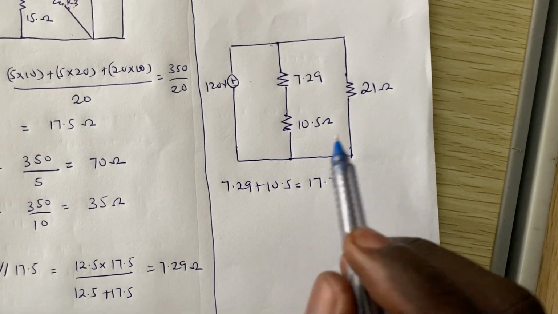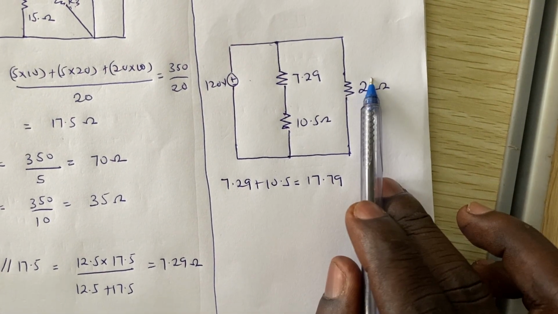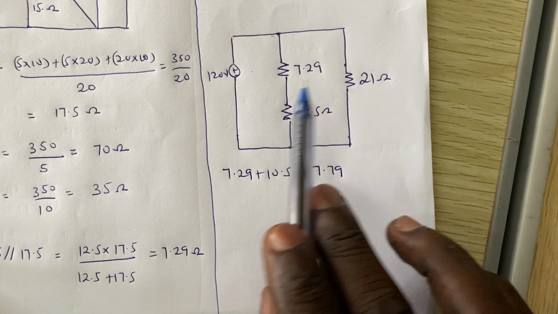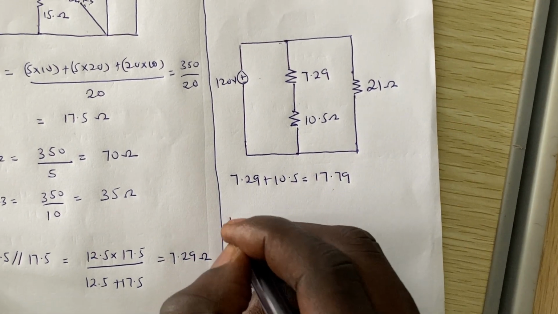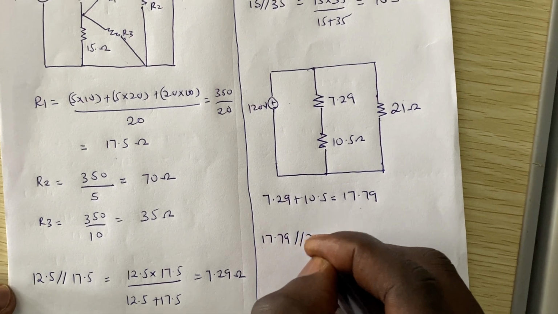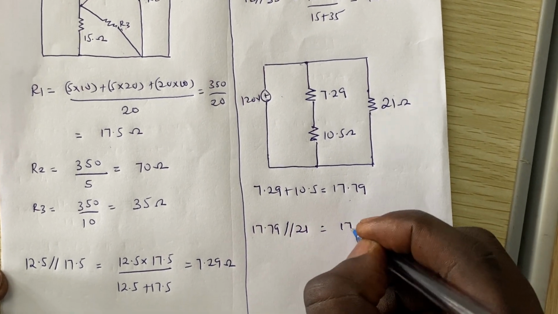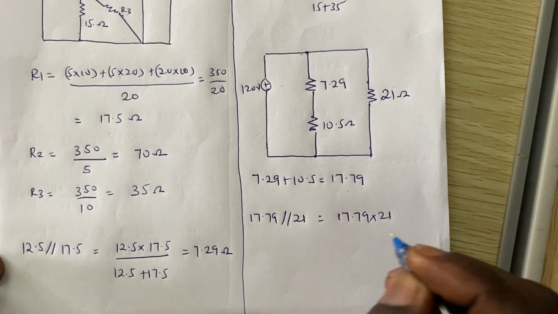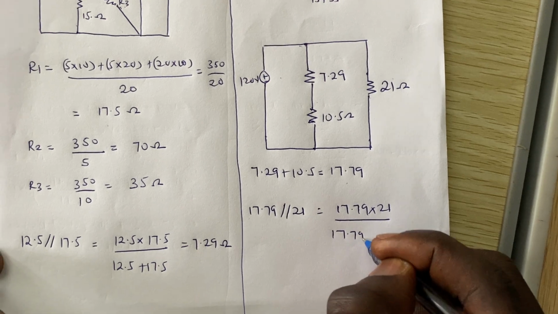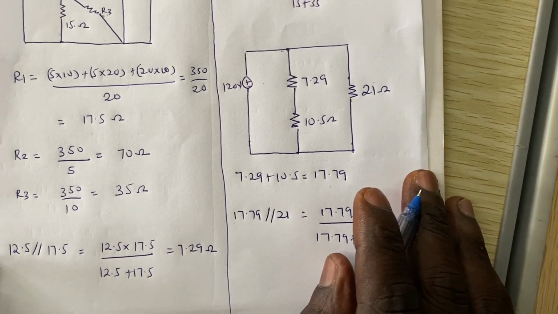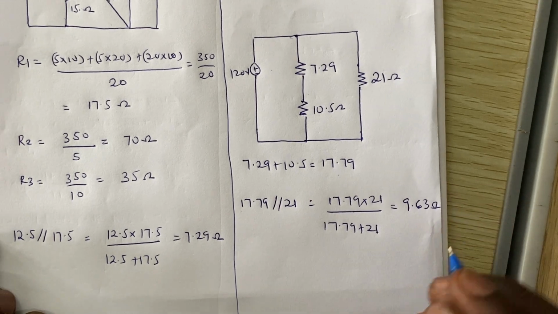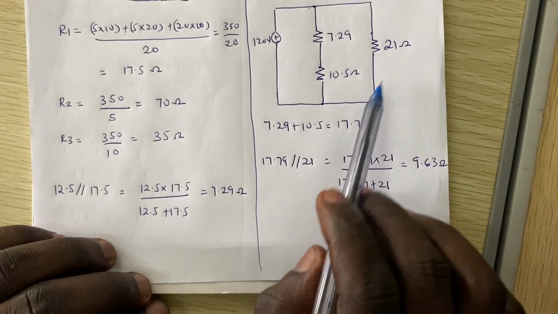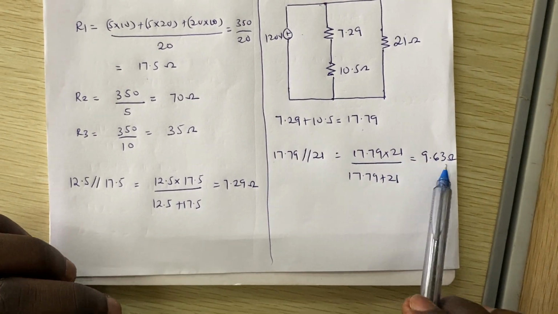Now we can also find this and this equivalence by using parallel circuits, right? So now 17.79 is parallel to 21. The answer is 17.79 times 21 over 17.79 plus 21, right? And we are getting 9.63 ohms. So the total resistance of this is 9.63 ohms.